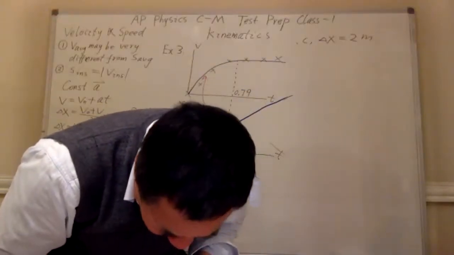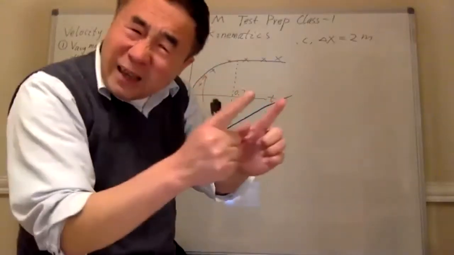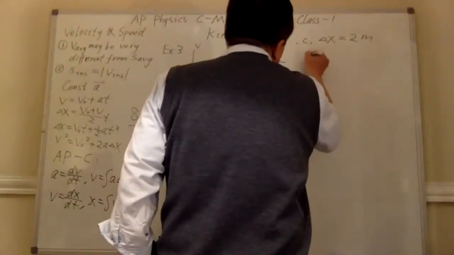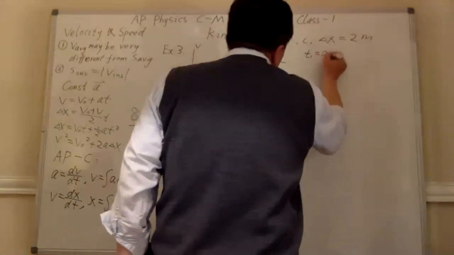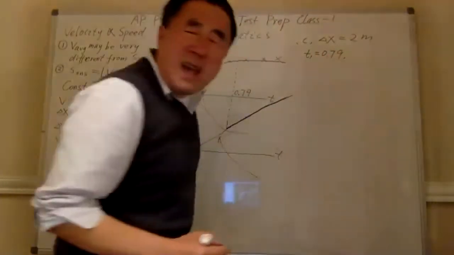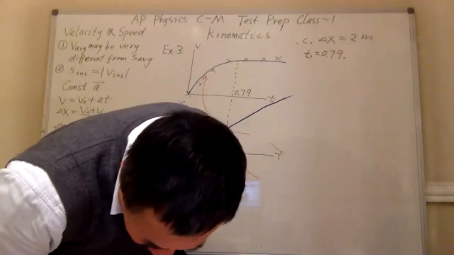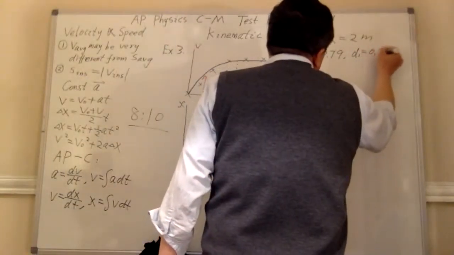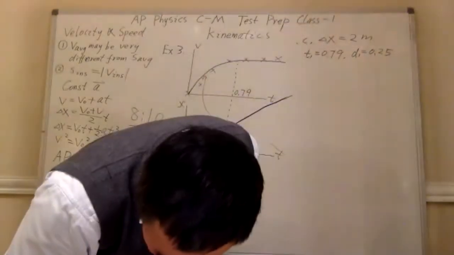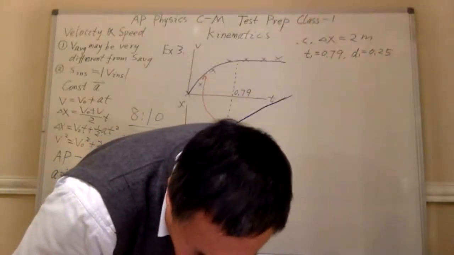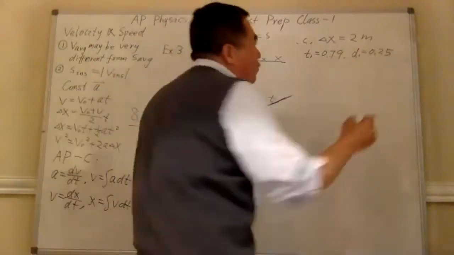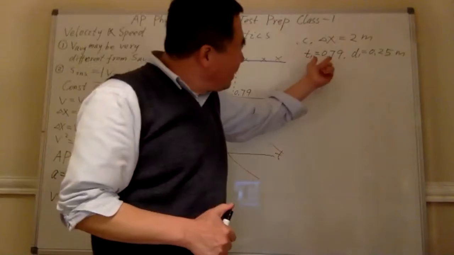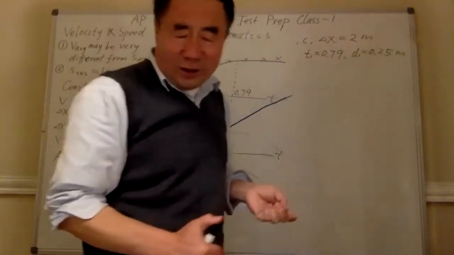Why does it split into two parts? Because one part is getting into contact with the spring, that's the T1 part, which they tell you equals 0.79. Then how much distance did you move? You moved the distance D1 equal to 0.25. They said the spring is compressed by 0.25 meter. So T1 equals this value, and D1 equals this value.